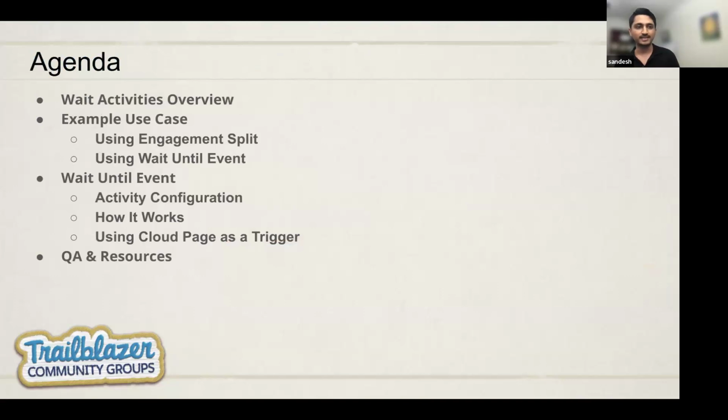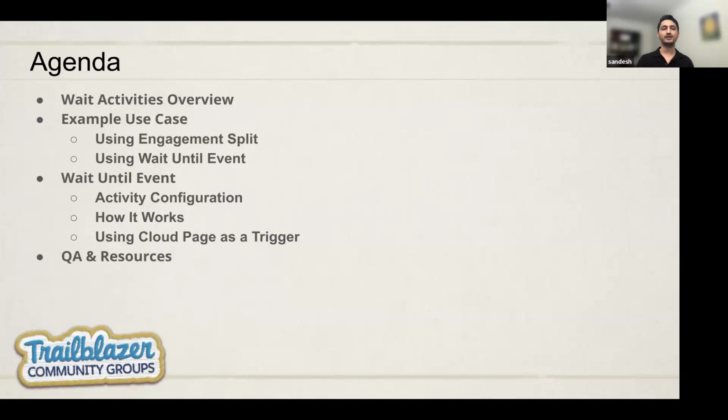All right, with that said, let's get started with today's session. The agenda is that we will briefly review wait activities in general. There are a couple of options available, and Tim covered some of these, but I just wanted to level set and see what other options we have to wait for customers' engagement before we dive into one of the complex ones, which is the wait until event activity. Then we'll look at an example use case, first using an engagement split, and then using the wait until event, and see how the journey canvas looks for both these techniques.